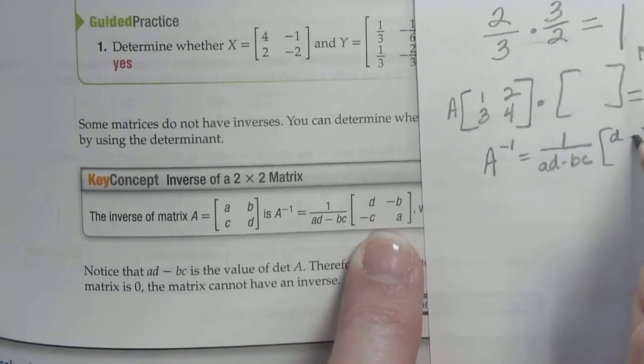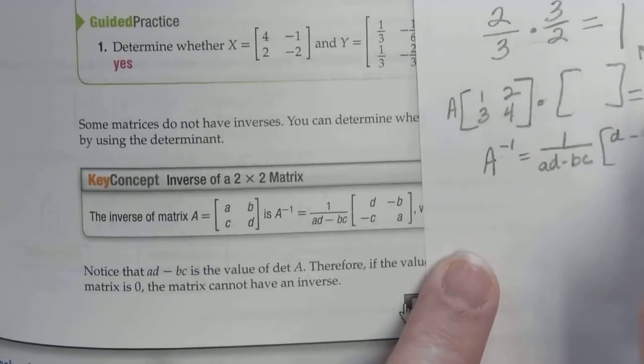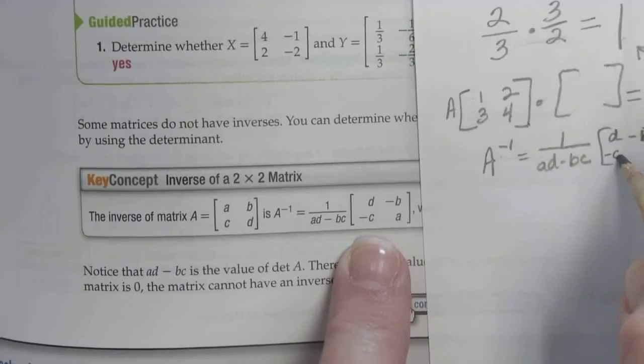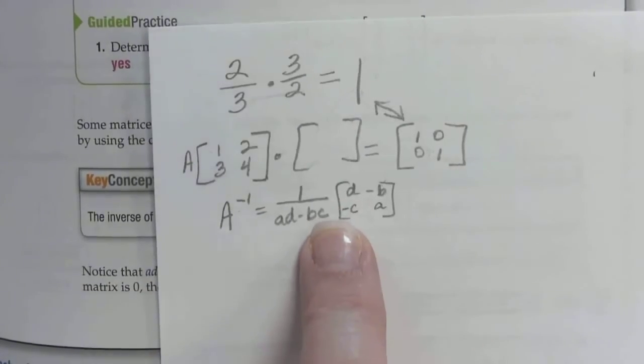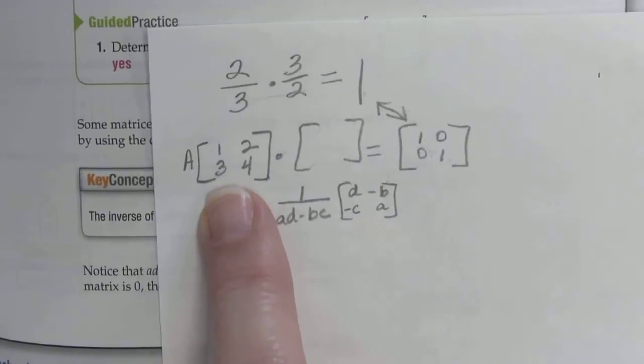Okay. Now, and times a matrix that's coming from this, but it's arranged this way: D, opposite of B, opposite of C, A. So this will give me the inverse that goes right here, if I do this pattern with my numbers.